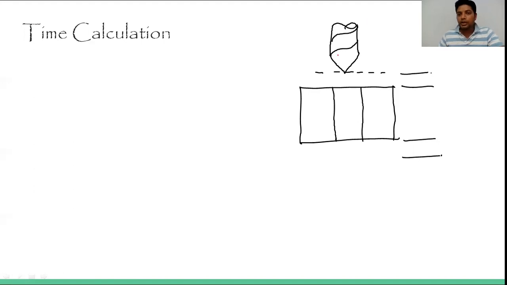Okay, so this is the drill bit of capital D diameter, and this is the workpiece material. This much amount of the material, this cross section, we have to remove. Because we are now finding out the relationship for time calculation, we are just taking the standard values.